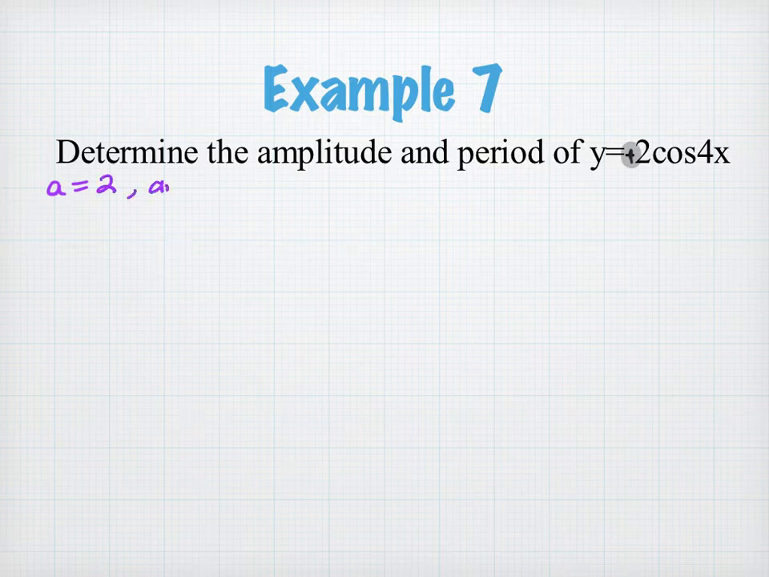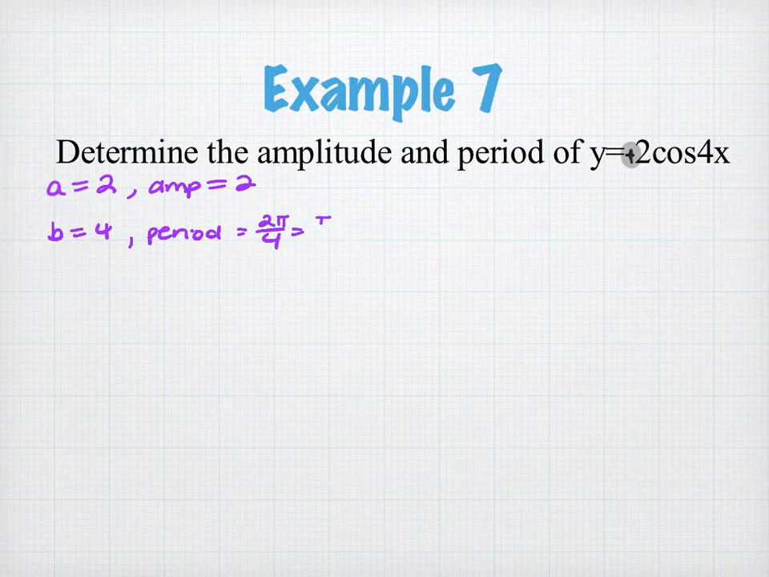2, which means my amplitude is also 2. The B is what? 4. So my period is 2 pi over 4, which is pi over 2. Then I take that, I multiply it.